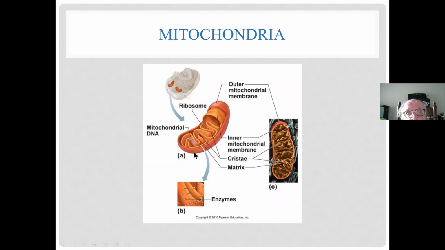And so this is a mitochondria. It has a double layer, an outer membrane and an inner membrane that's folded in on itself. And this is called cristae, okay? The mitochondria is the only organelle that I know of that has its own DNA and RNA.